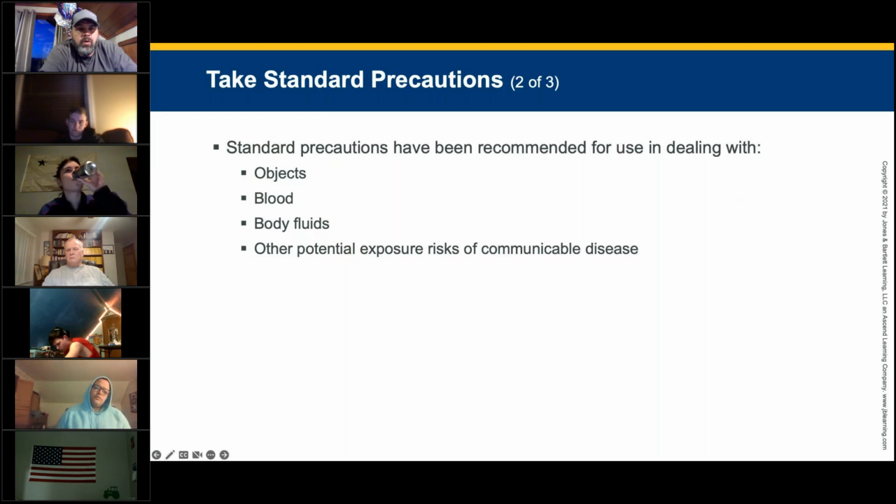So standard precautions have been recommended for use in dealing with objects, blood, bodily fluids, and other potential exposure risks for communicable diseases. However, most states are still requiring standard precautions for every patient encounter. New Hampshire is still one of those states. You are still required to wear a mask and gloves for every patient you encounter.